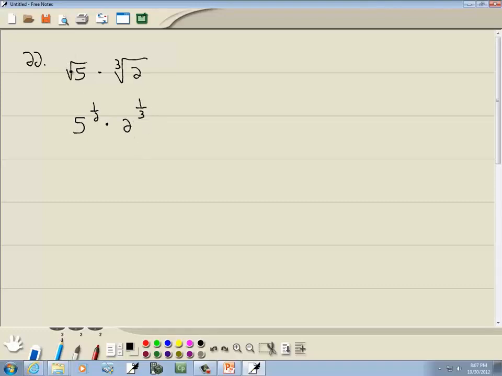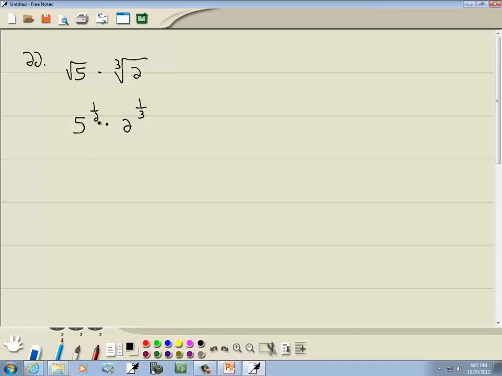Whatever number's in this little slot right here, that's called your index. Since there is no number here, it's by default 2. It's a square root, so we put a 2 here. And then we put a 1 up on top. Now in this one, this was the cube root. So the number in the little slot here, our index, is 3. So that's why we put a 3 in the denominator. And then it's by default 1.